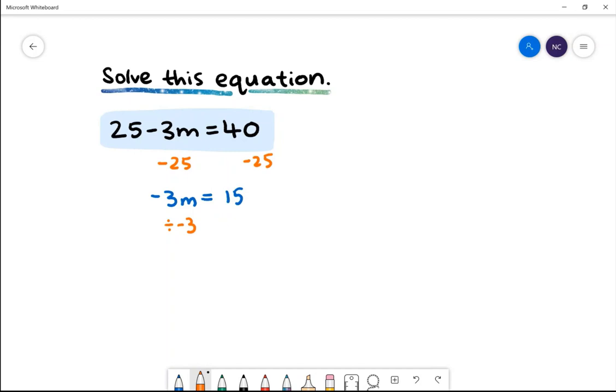Divide by negative 3 on the left-hand side and divide by negative 3 on the right-hand side. On the left-hand side, we'll be left with m, and on the right-hand side, we'll have 15 divided by -3. Our solution for this equation will be m is equal to 15 divided by -3, which is -5.